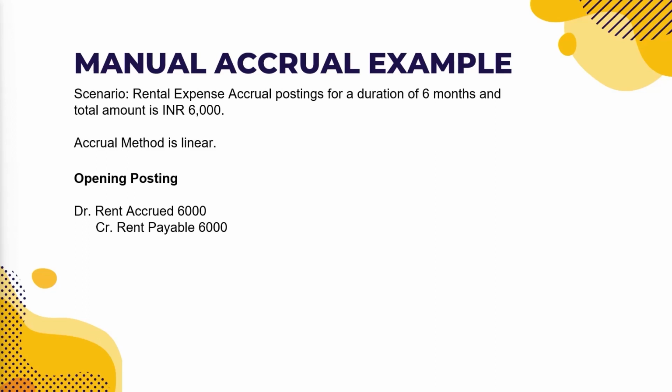Now, Accrual Engine calculates the periodic amounts, and at the end of every month when we run the periodic posting transaction, then this posting happens. The rent payable account gets debited by 1,000 and the rent accrued account is credited by 1,000 rupees.